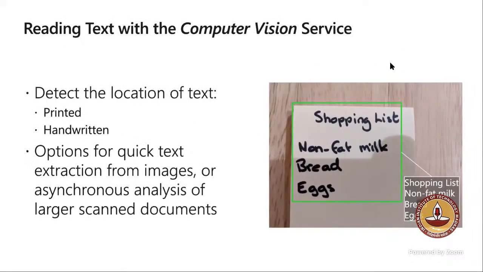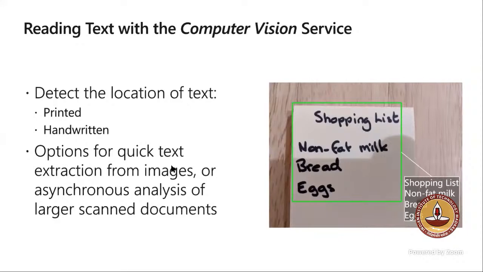Detect text. Okay, detect the location of text. So in this page, where the text is, this is done by computer vision. Okay, not NLP. NLP is a different thing. Printed, handwritten, anything. Options for quick text extraction from images. So like this thing was detected, and now probably this is in the Google Lens feature. You take a picture and you use this feature.